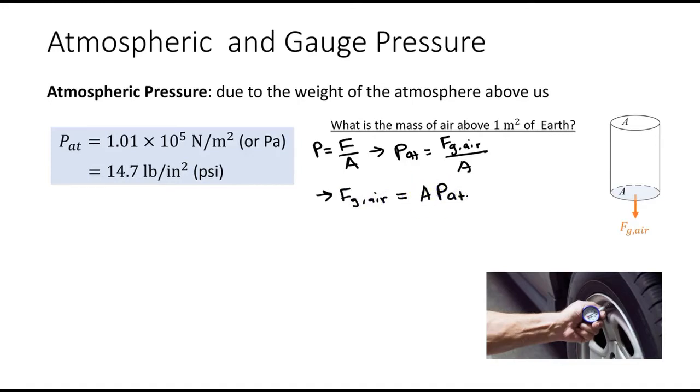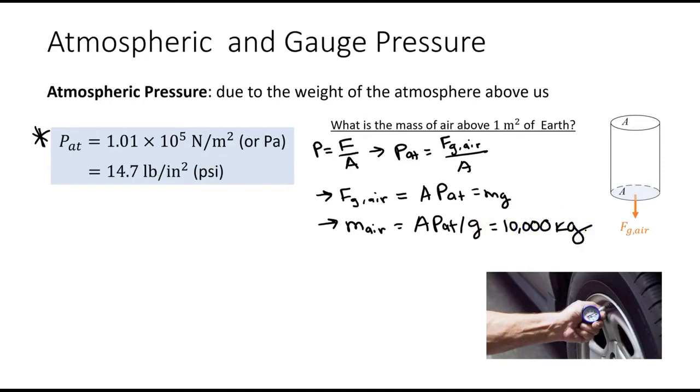And then Fg of the air, remember, is just going to be the mass of the air times the acceleration due to gravity. So that's going to be equal to mg. Okay, so now we can solve for the mass of the air. M air is just going to be A times P atmosphere divided by g. And so then the area here is 1 meter squared. The atmospheric pressure, remember, is about 100,000 pascals. And then g is 9.8, so it's approximately 10. And so when we do this, M air is really going to be about 100,000 pascals divided by 10. So in other words, it's like 10,000 kilograms.